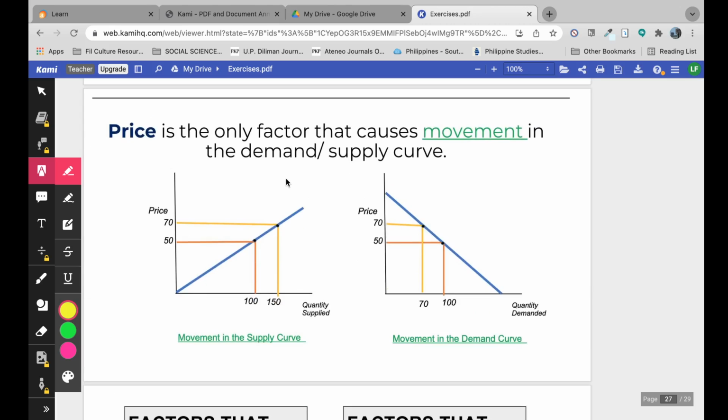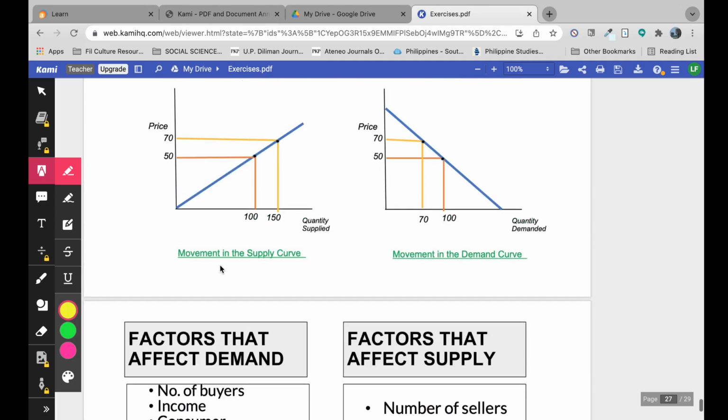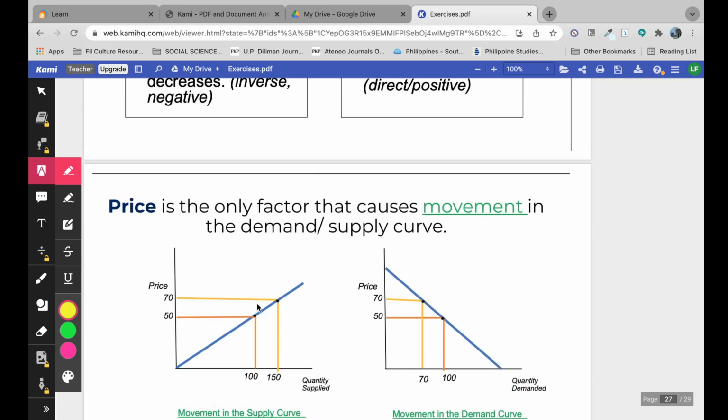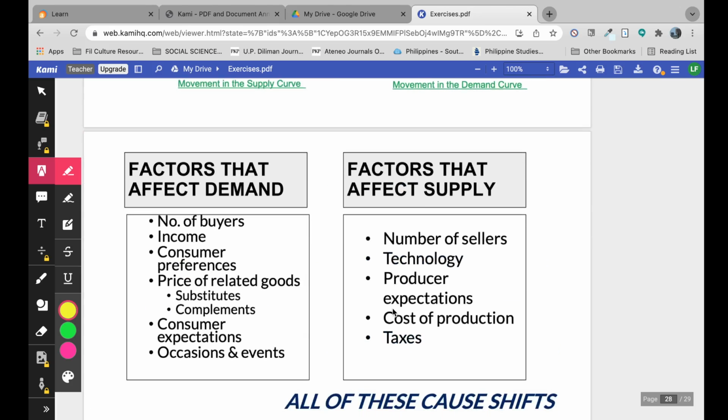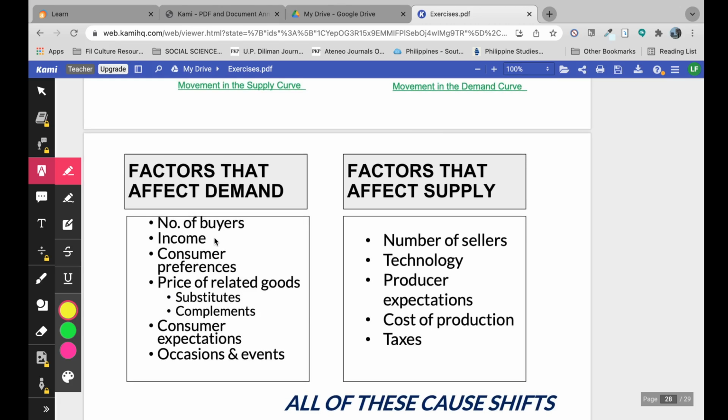So also make sure that you know the difference between movements and shifts. So movements in the supply and demand curve, similar lang, you only have one supply or demand curve, and only price is the factor that affects changes in quantity supplied or quantity demanded. In shifts, you can see that you create new demand curves or supply curves shifting to the right or to the left. So, ayan. And the factors that affect shifts in demand: number of buyers, income, consumer preferences, price of related goods such as substitutes and complements, consumer expectations, and occasions and events. And for this one, you have to figure out which particular situation will shift to the right or shift to the left yung demand natin.